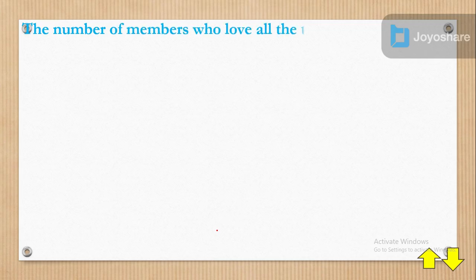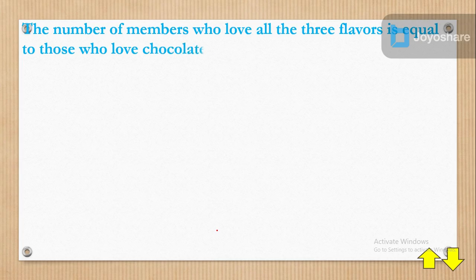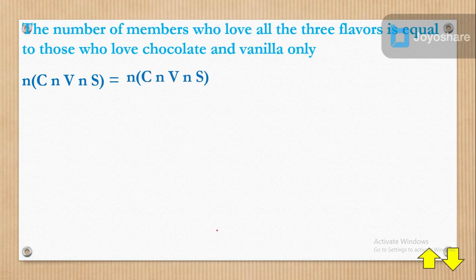Now the next part. Let's go ahead and answer. Here you're bringing in the logic. The logic says the number of members who love all the 3 flavors is equal to those who love chocolate and vanilla only. Okay, that can be mathematically written as that.